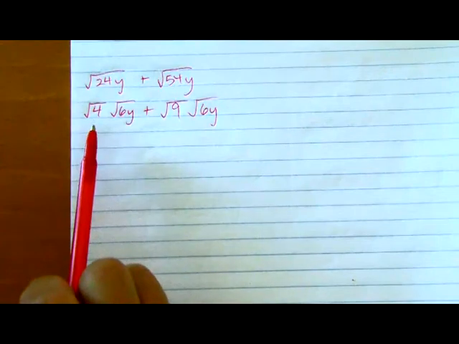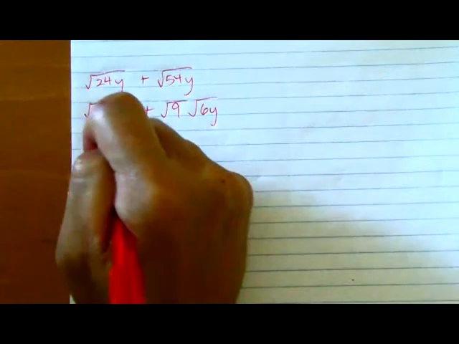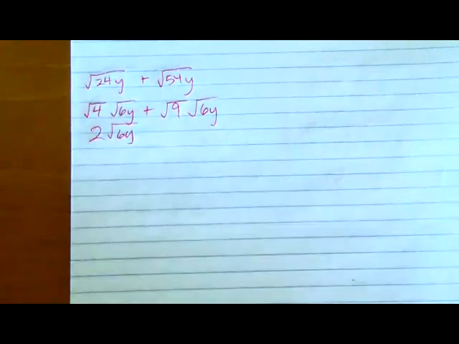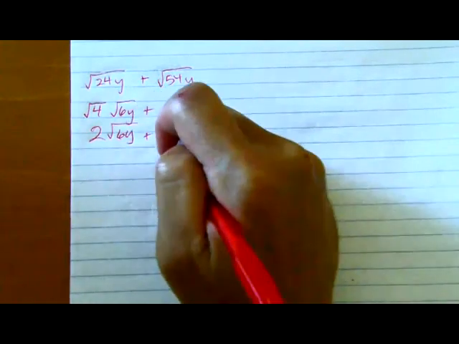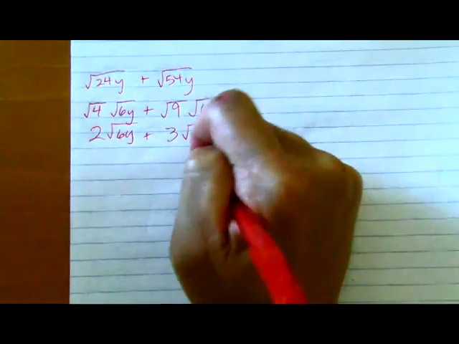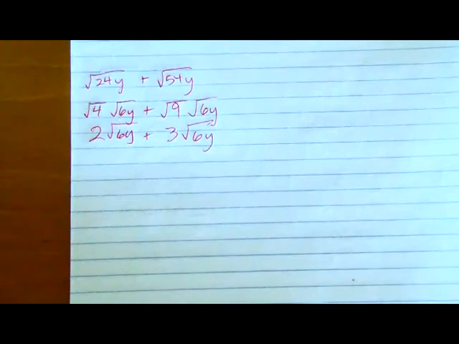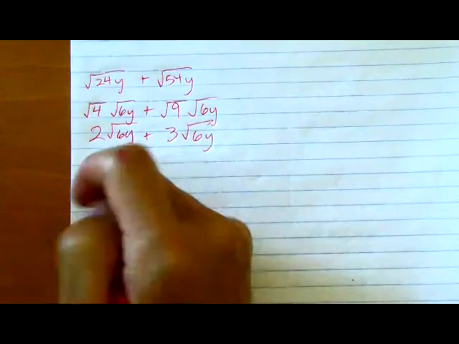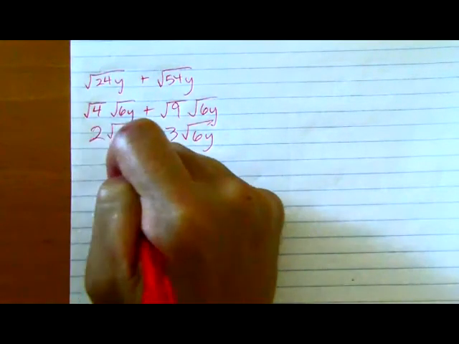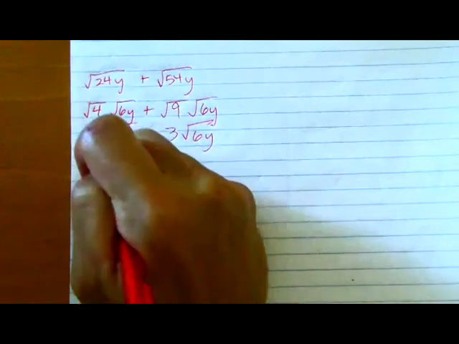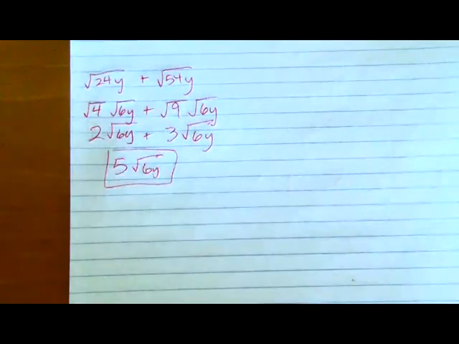I can square root the 4. 2 radical 6y. I can square root the 9. 3 radical 6y. Now we have like terms. The radicals are the same. We can add: 5 radical 6y. Here.